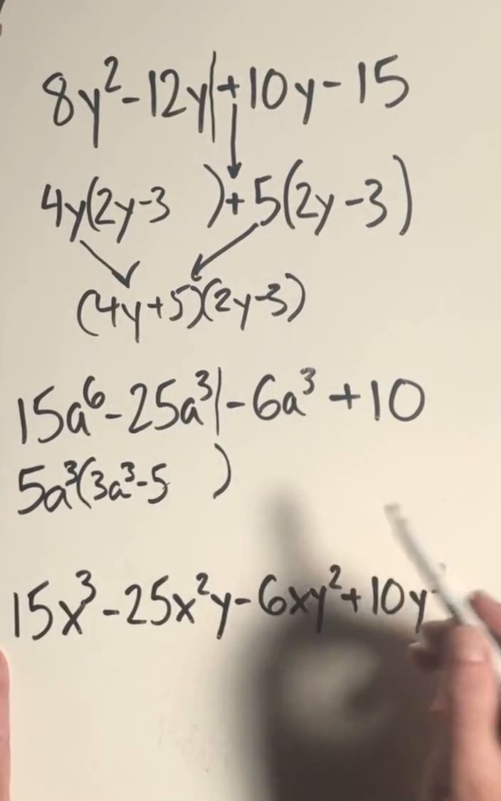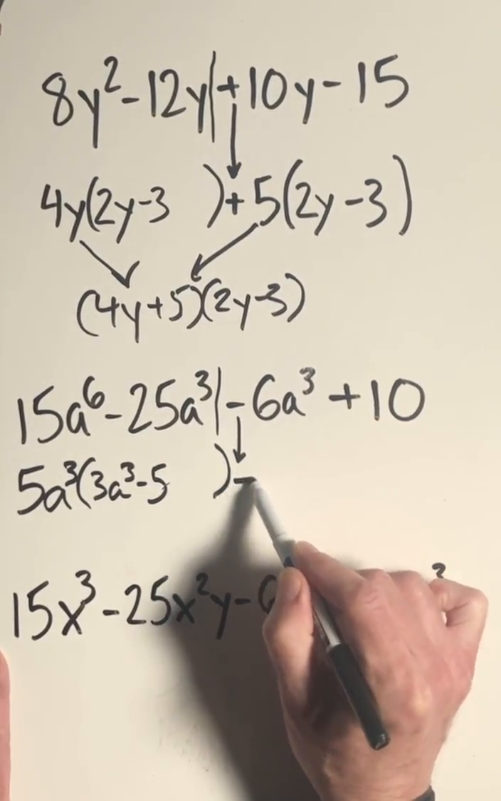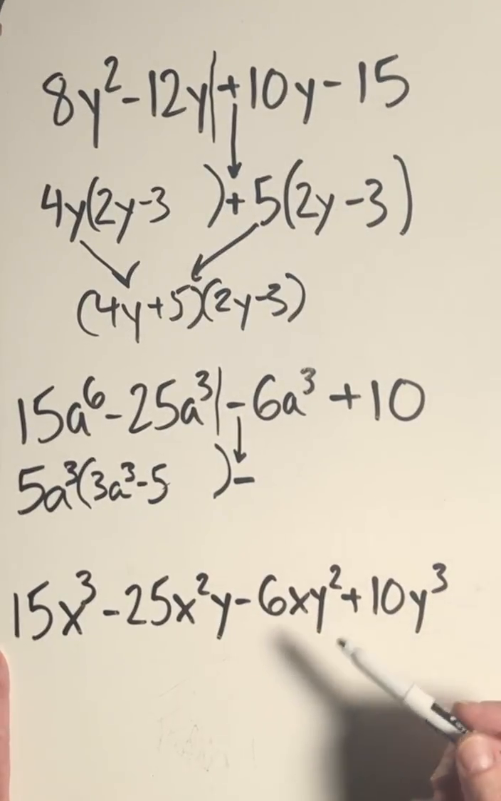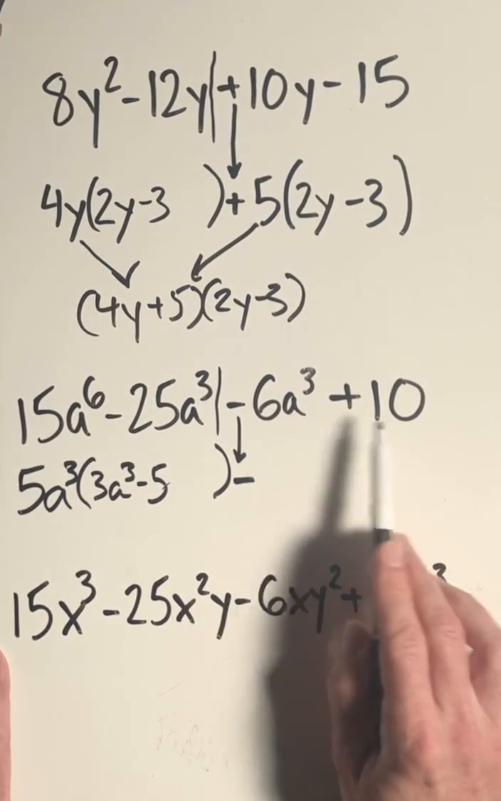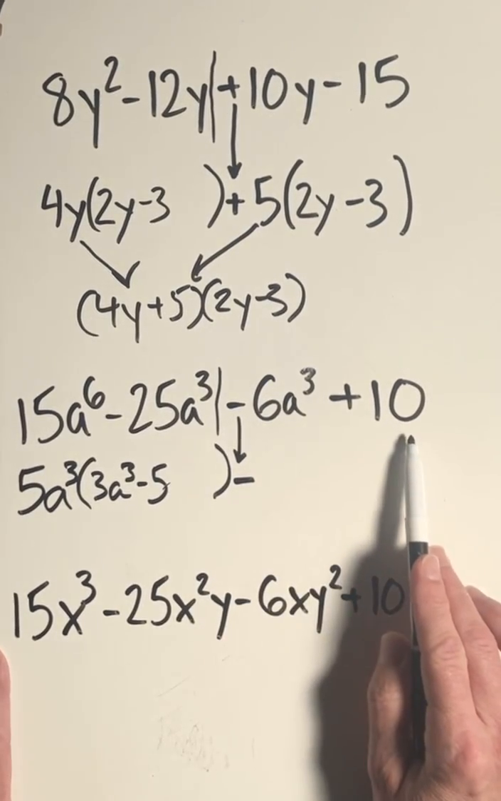On this side, I'm going to bring this sign straight down, always. And now I'll look for the greatest common factor between 6a to the 3rd and positive 10.